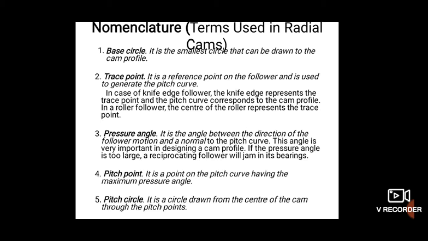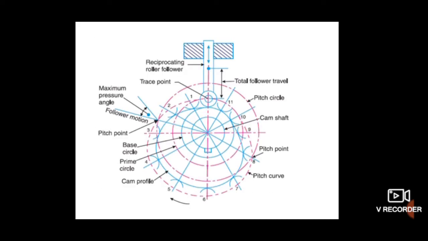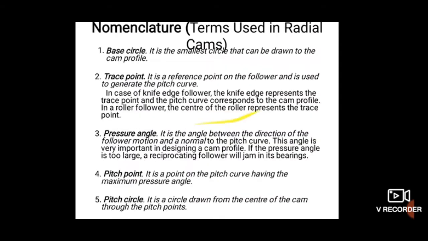First, base circle. It is the smallest circle that can be drawn to the cam profile. Let us see in the figure. In the figure here, as we can see, this blue line indicates the cam profile. So the smallest circle from the center of the cam we can draw is here. So this circle is our base circle, which is indicated here as a base circle.